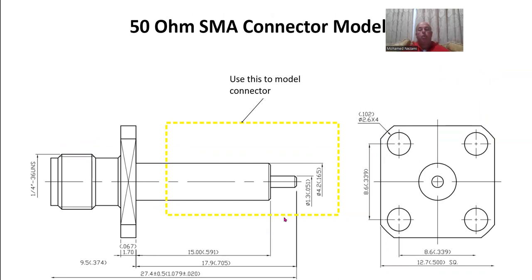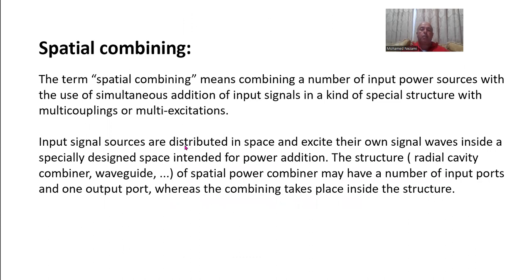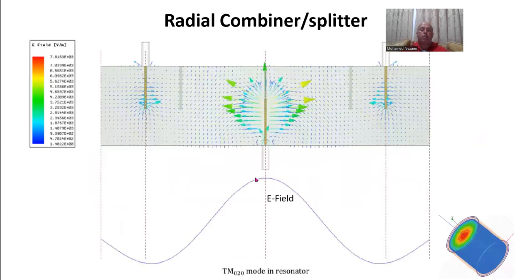The way we model this is from the data sheet of an SMA connector. It has four mounting screws, and then you have the Teflon in here, and the center connector extending this way. What we usually do is determine the length of this inner connector that has to go into the cylindrical cavity, in this case, this one here.